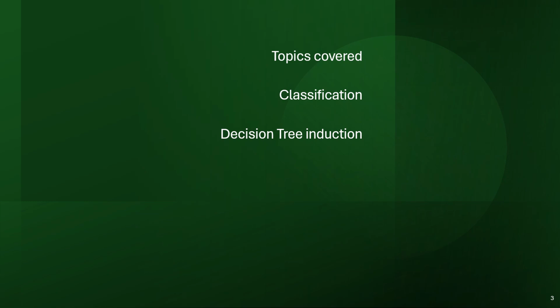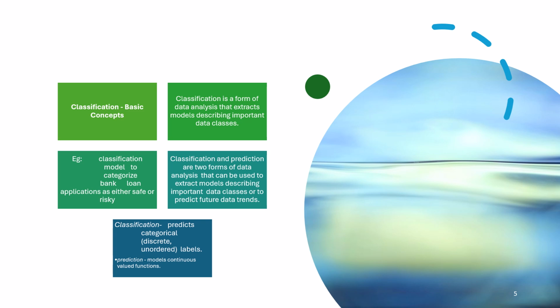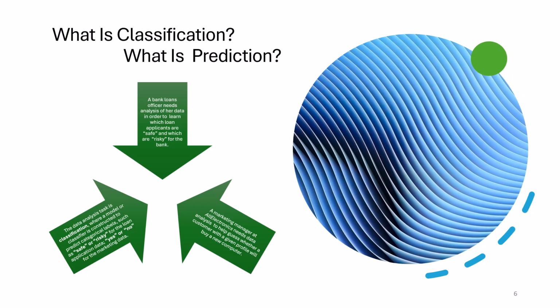In this video, the following topics will be covered: classification and decision tree induction. Techniques for data classification such as decision tree classifiers, Bayesian classifiers, rule-based classifiers, and so on. Various measures of accuracy are given, as well as techniques for obtaining reliable accuracy estimates.